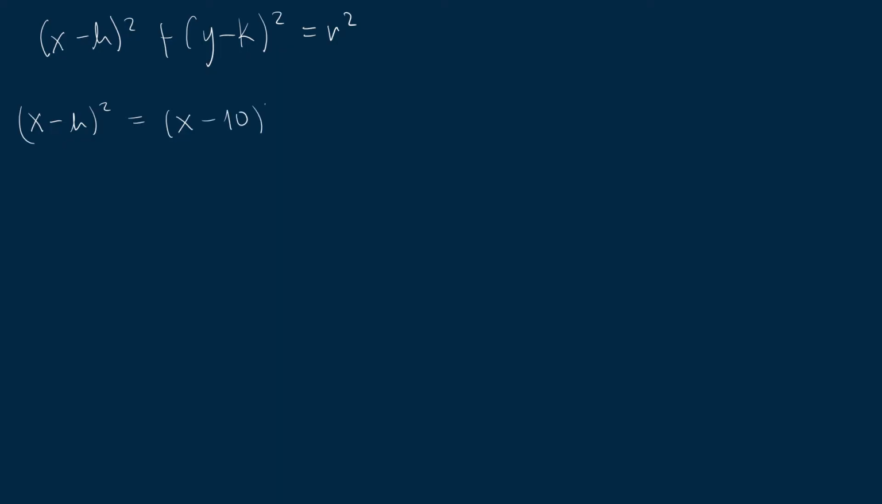We have the format of x minus h quantity squared plus y minus k quantity squared is equal to r squared. Remember, our equation has x minus h squared corresponding to x minus 10 squared. I will write our equation as number 1 here: x minus 10 quantity squared plus y plus 8 quantity squared is equal to 49. So we will now solve for the value of h.